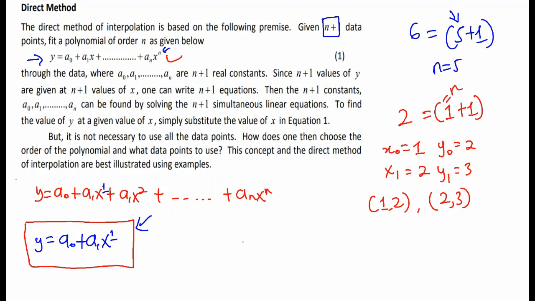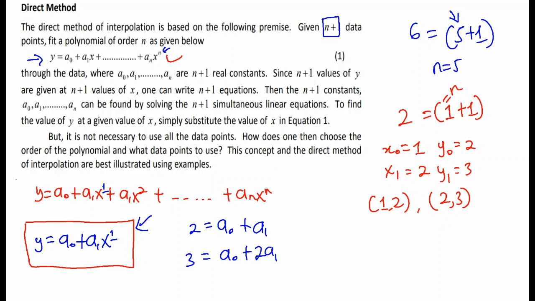For the first value of y, we have 2, so the first equation is 2 equals a0 plus a1 multiplying x0, but our x0 is 1, so we have a1. And then for the second equation, y is 3, so we have 3 equals a0 plus 2a1. So now we have these 2 equations, and we can solve for a0 and a1.